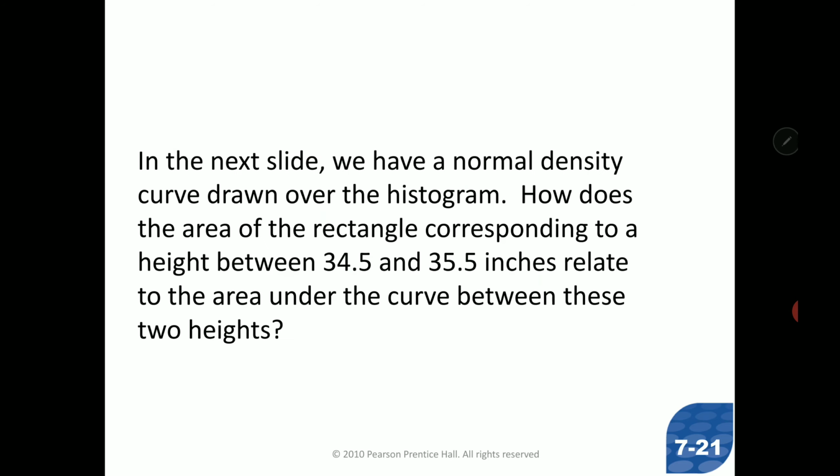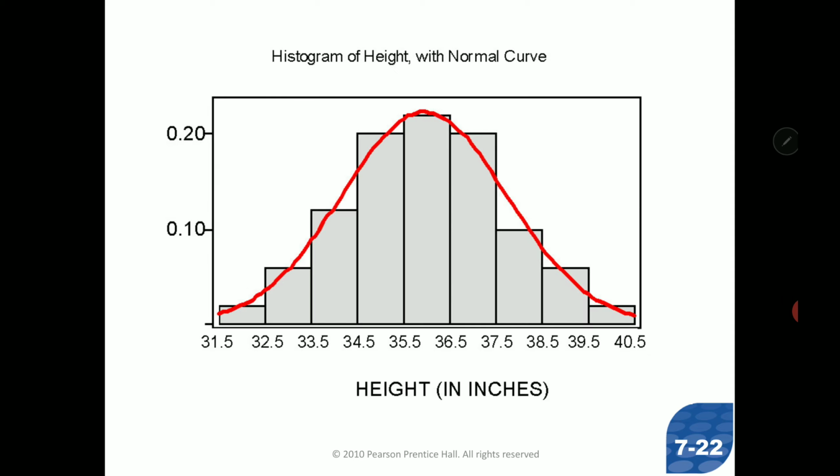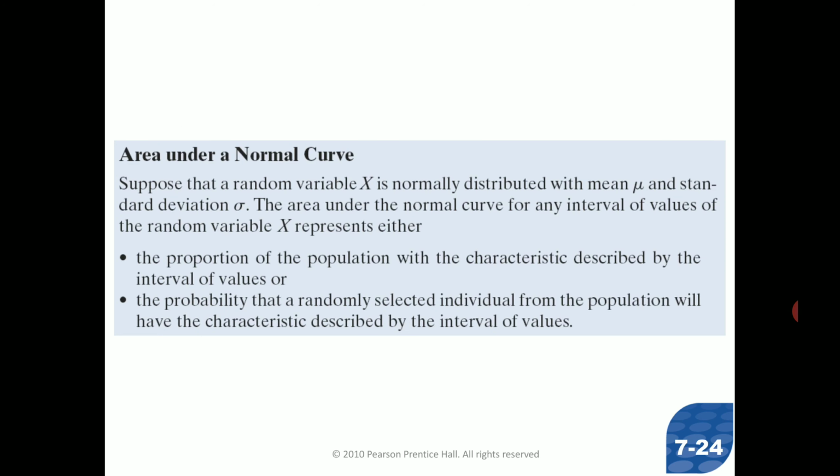So on the next slide, we have a normal density curve drawn over the histogram. How does the area of the rectangle correspond to the height? So I'm going to move on. This is just kind of silly. I explained all this already.